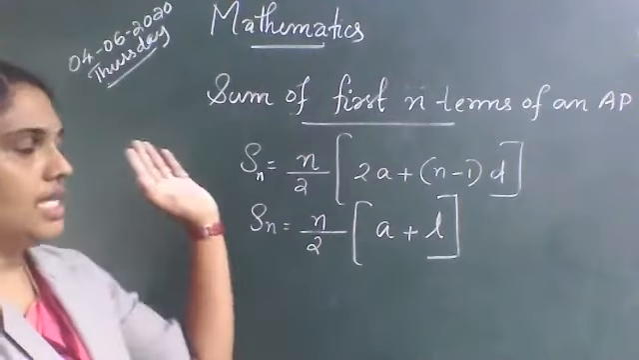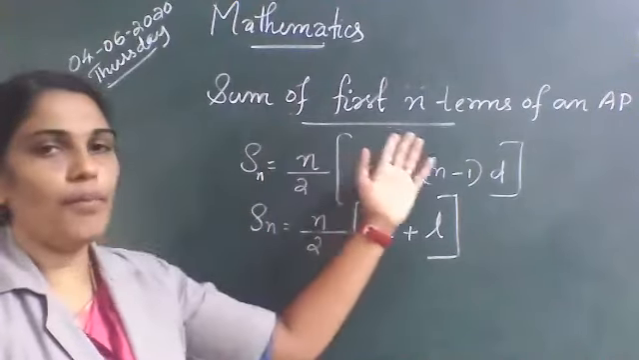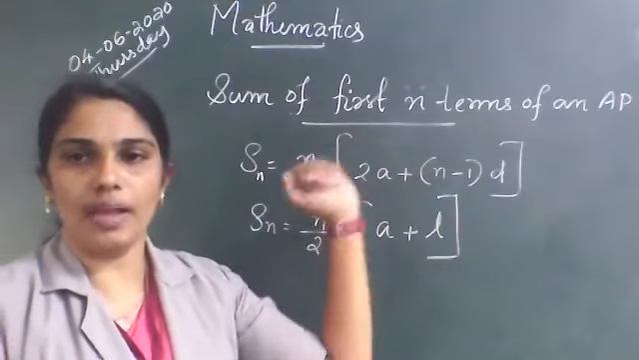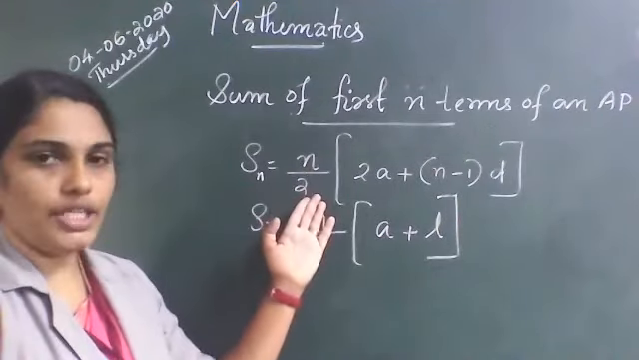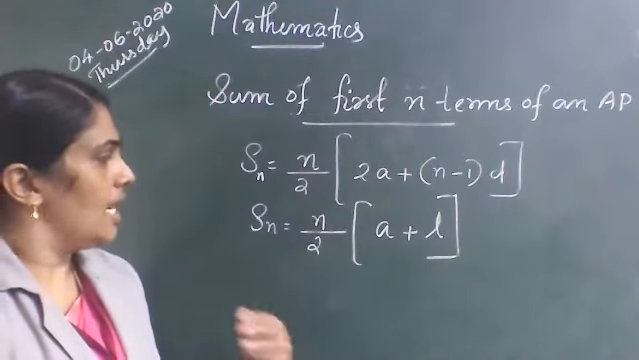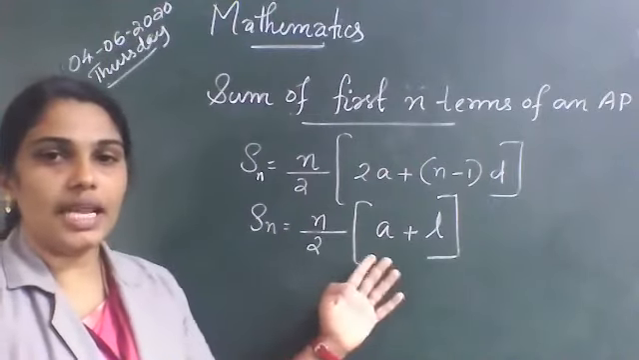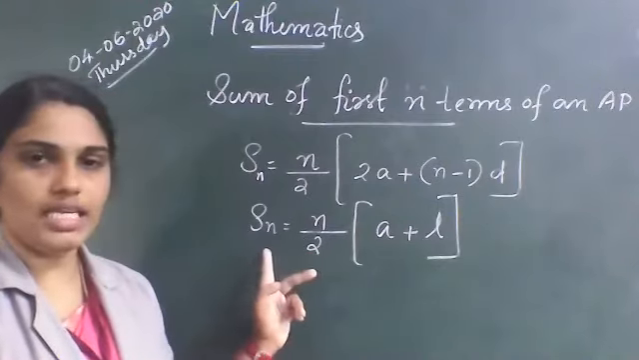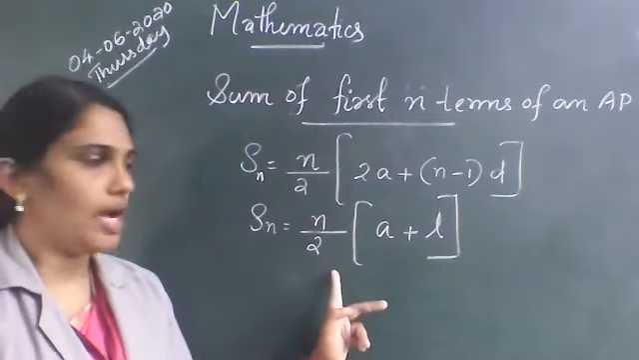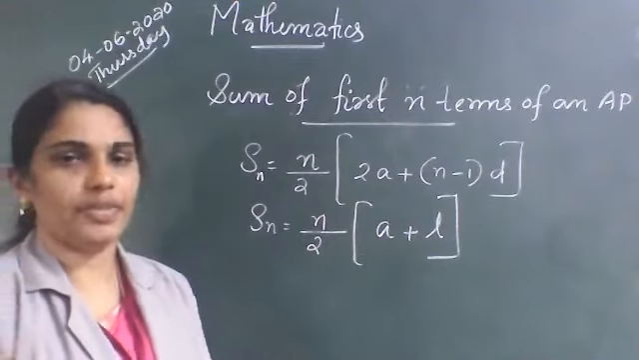I repeat, the equation for finding the sum of the first n terms of an AP is Sn is equal to n by 2 into 2a plus n minus 1 into d. Here n is the number of terms, a is the first term and d is the common difference. And in the second case, when the first term and the last term are given, we use this equation, that is Sn is equal to n by 2 into a plus l. Is that clear?